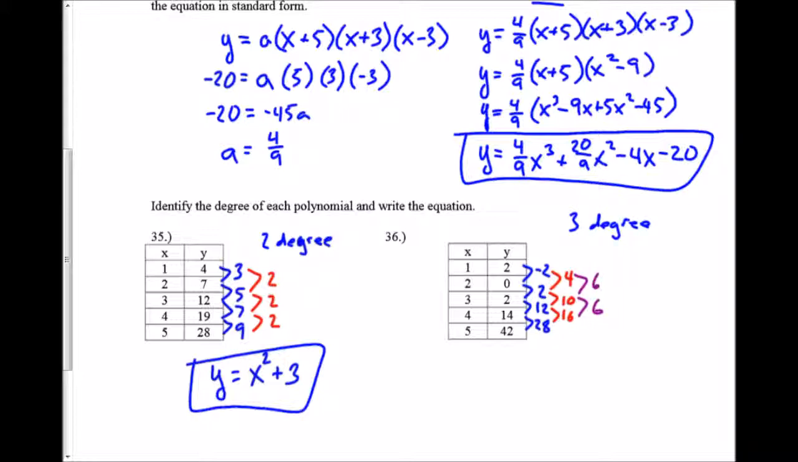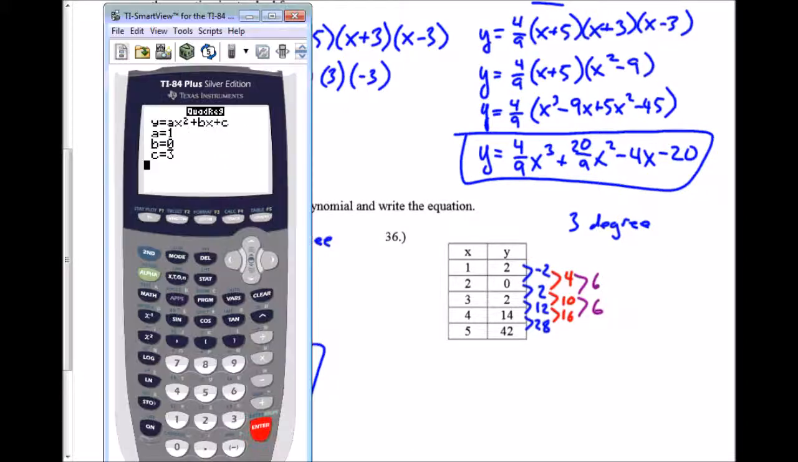So once again, I go and punch it into my calculator. And then I go to stat, over to calculate. Since this is a third degree, I know I'm looking at number 6, which is a cubic regression. So I find out that y equals x cubed minus 4x squared plus 3x plus 2.